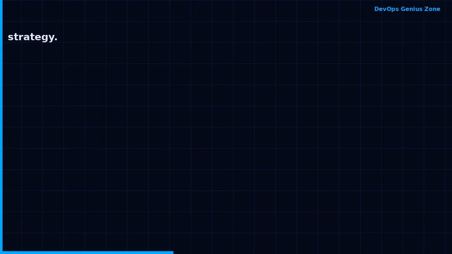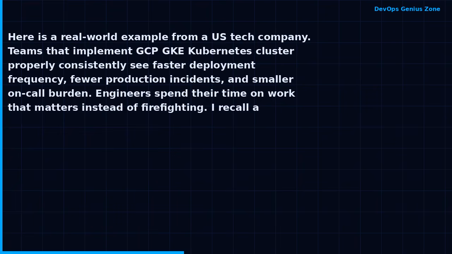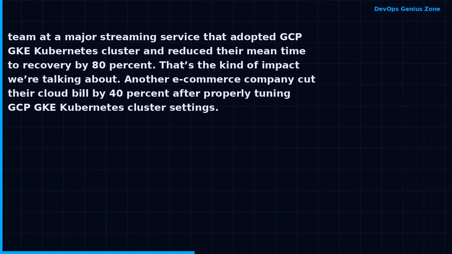Here is a real-world example from a US tech company. Teams that implement GCP GKE Kubernetes cluster properly consistently see faster deployment frequency, fewer production incidents, and smaller on-call burden. Engineers spend their time on work that matters instead of firefighting. I recall a team at a major streaming service that adopted GCP GKE Kubernetes cluster and reduced their mean time to recovery by 80%. That's the kind of impact we're talking about.